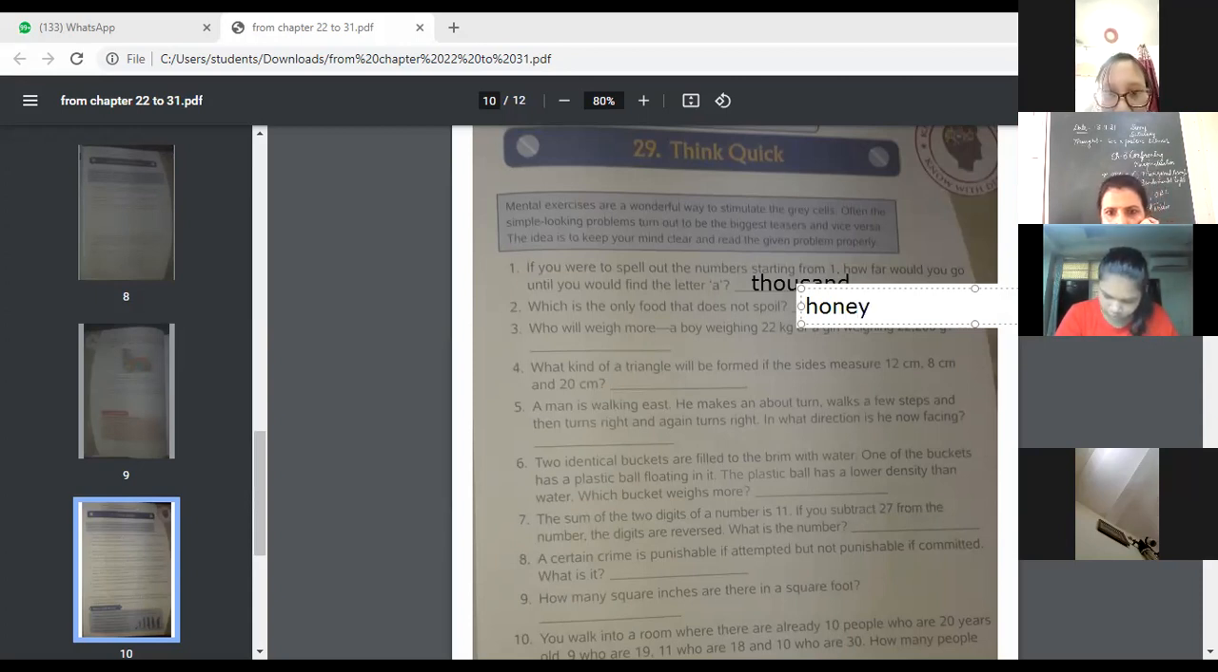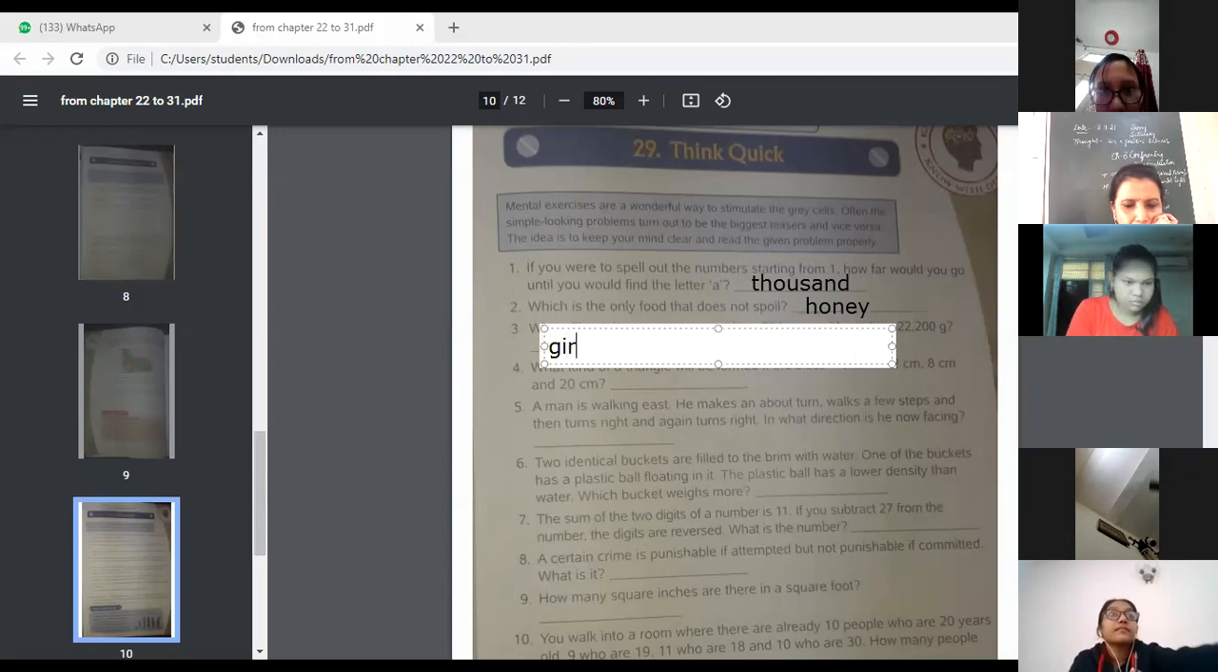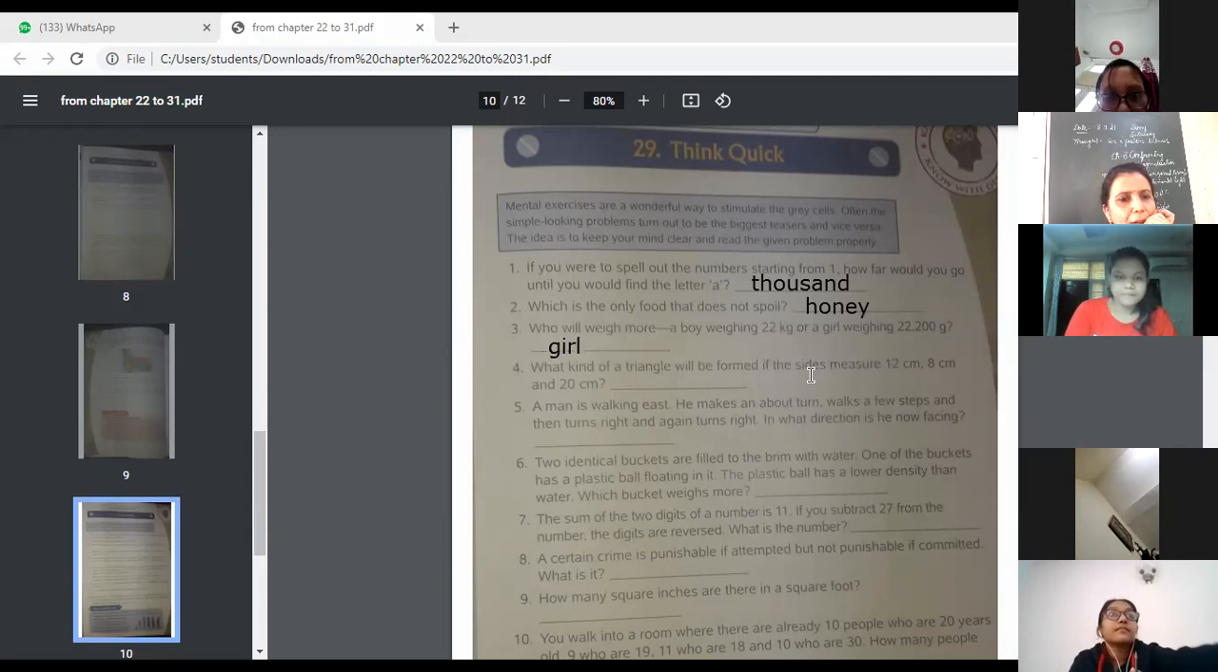Next, who will weigh more: a boy weighing 22 kg or a girl weighing 22,200 grams? You can convert it into kg by dividing by 1000, giving 22.2 kg, or you can multiply the weight of the boy, 22, by 1000. So whose weight is more? Ma'am, the girl. The weight of the girl is more by 200 grams.